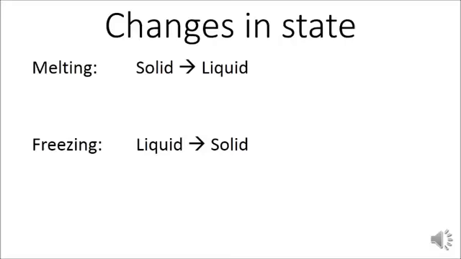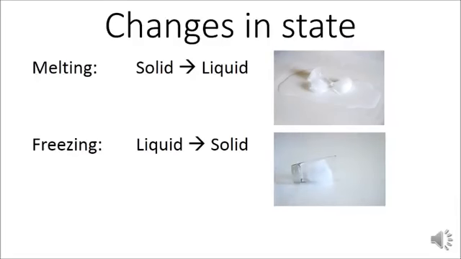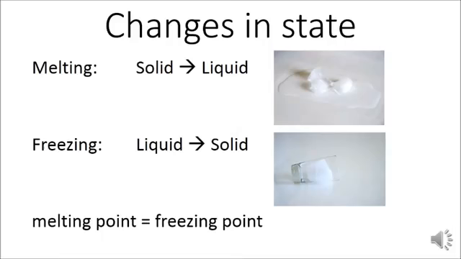There are several changes in state. So melting is when something goes from a solid to a liquid. So there's an example of some ice cubes melting. Freezing is when a liquid turns into a solid, like this water that I left in the freezer. And it's important to note that the melting point is the same as the freezing point. So for water, for example, that's 0 degrees Celsius. So the same temperature at which something melts is the same one at which it will start to freeze.